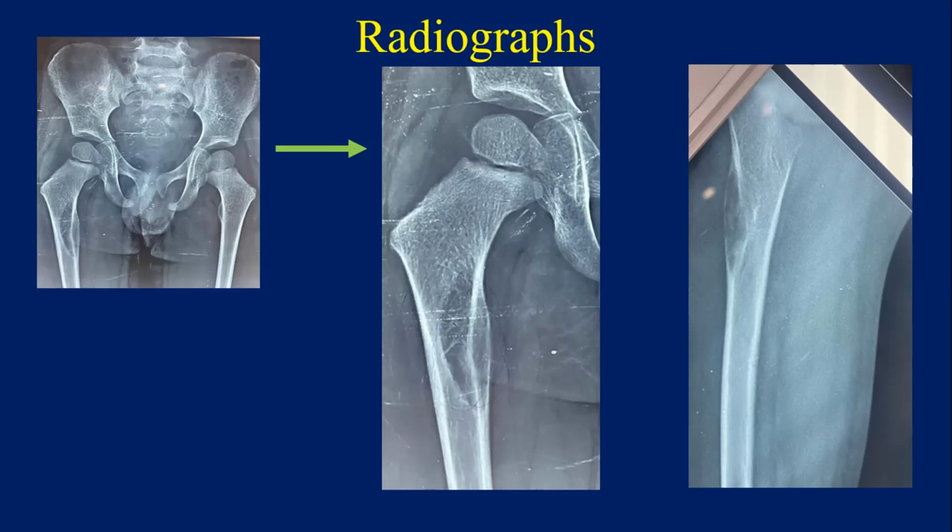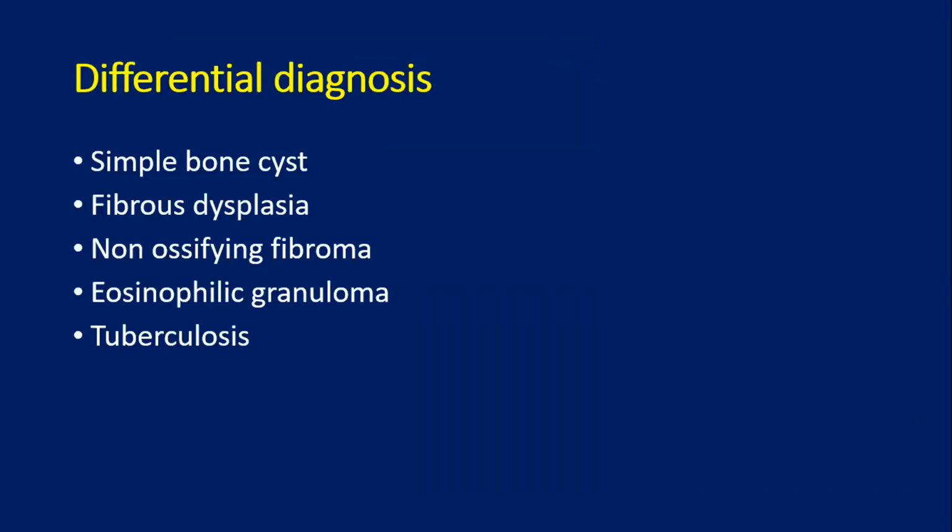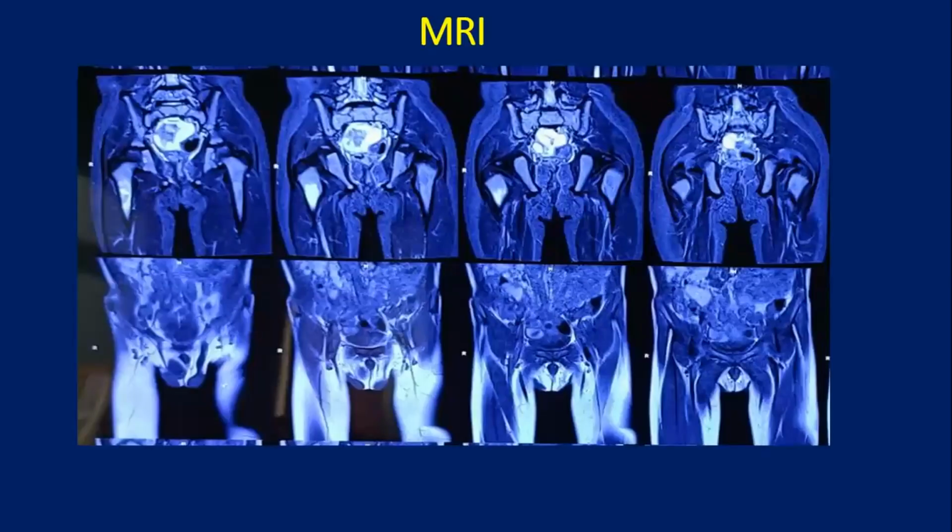Let's go on to MRI, and Joanne, what did we think primarily as possibility in this case? As discussed, sir, we had some differential diagnosis: simple bone cyst, fibrous dysplasia, non-ossifying fibroma, eosinophilic granuloma and tuberculosis. There are plus and minus points for all these diagnoses based on this X-ray, but these few things came to our mind when we saw this image. And let's move on to the further imaging.